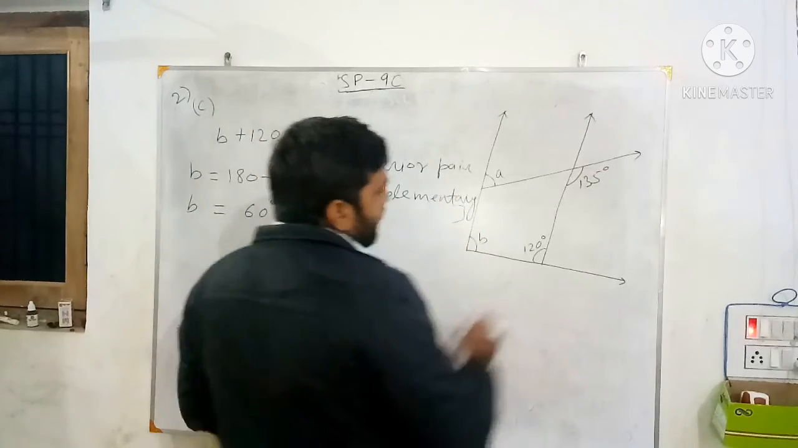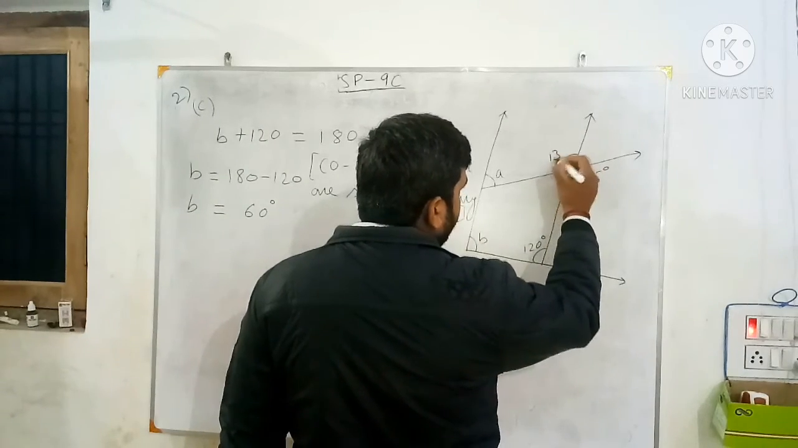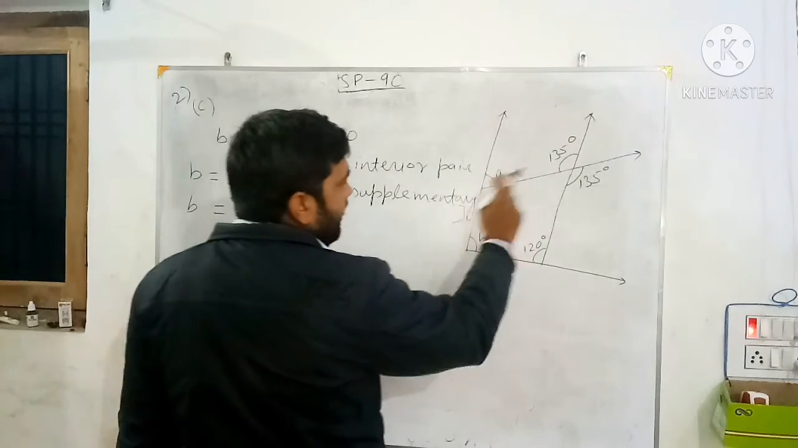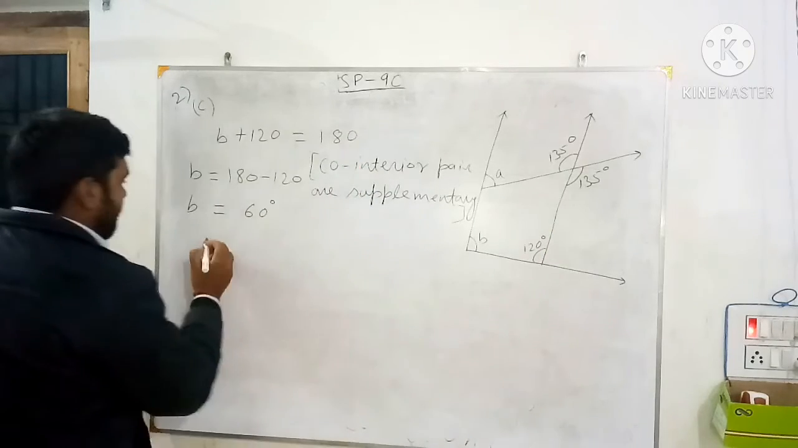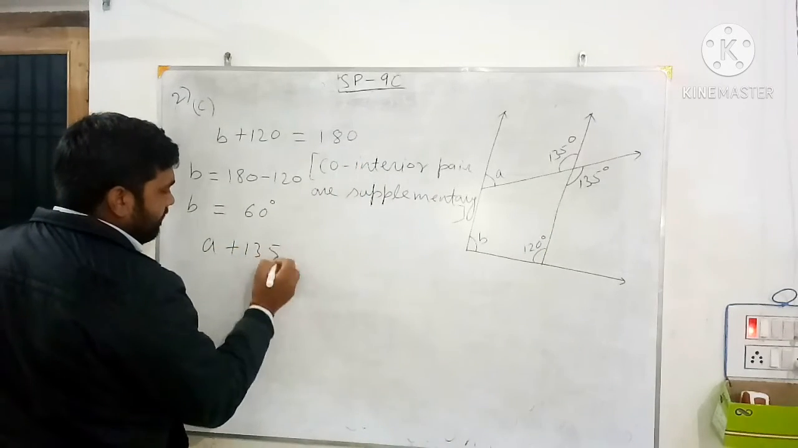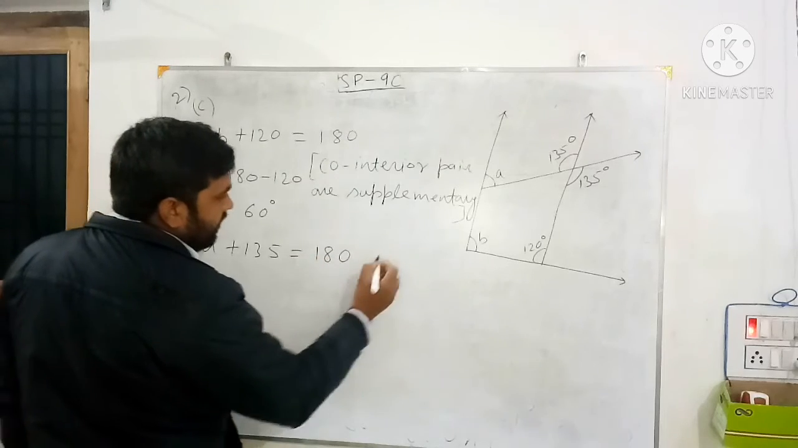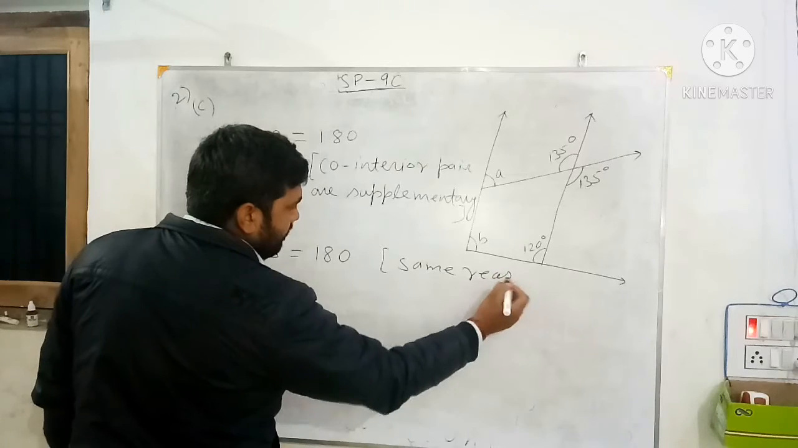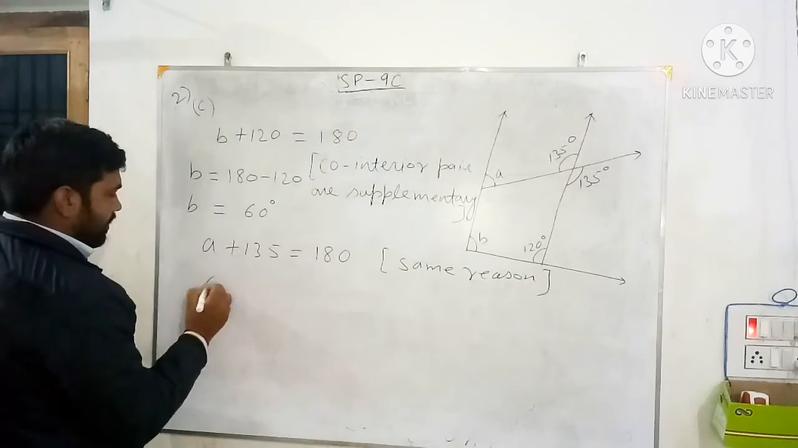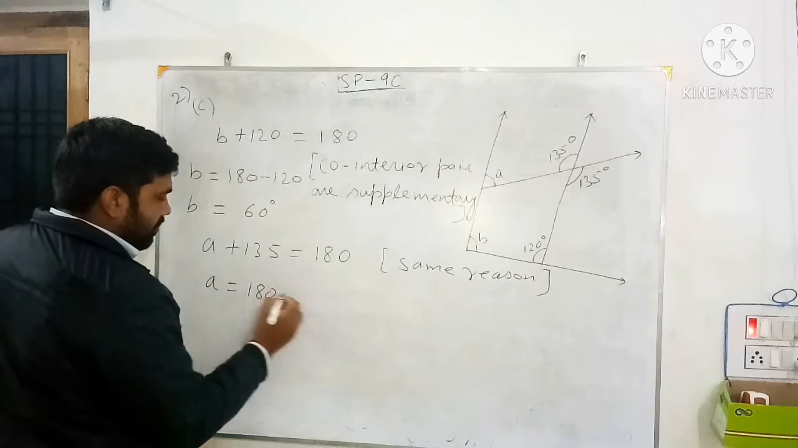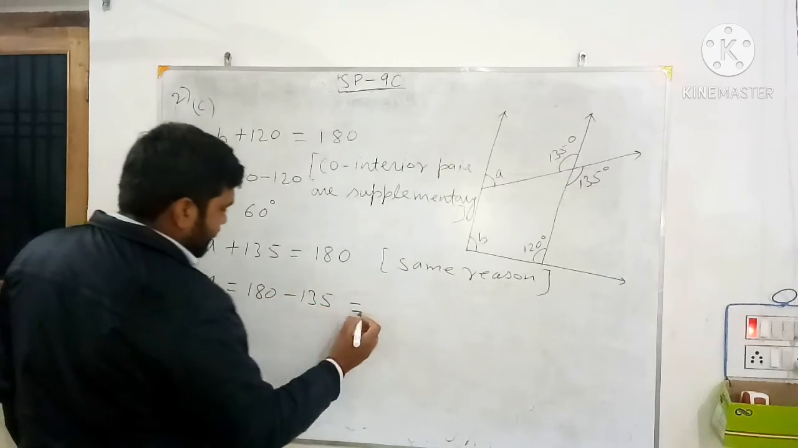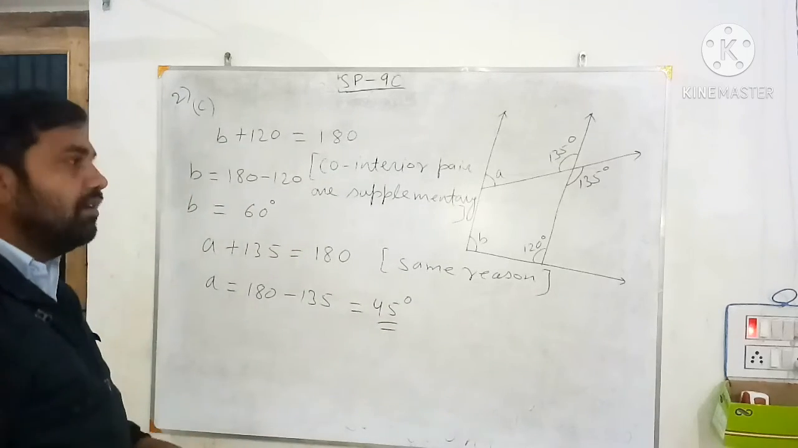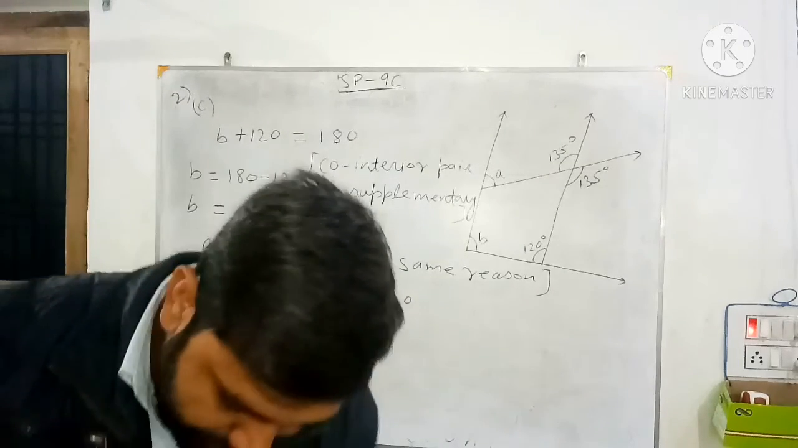Now here see, this is the vertical opposite angle, 135 degrees. Now again these two lines are parallel, and this is a transversal. So A and 135 is the co-interior pair. Again A plus 135 equals 180 degrees. Same reason, co-interior pair. So angle A is equal to 180 minus 135. That is, you will get 45 degrees.